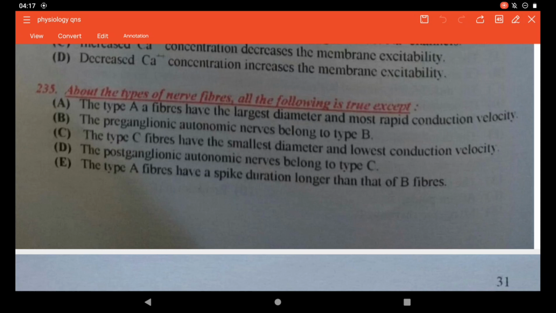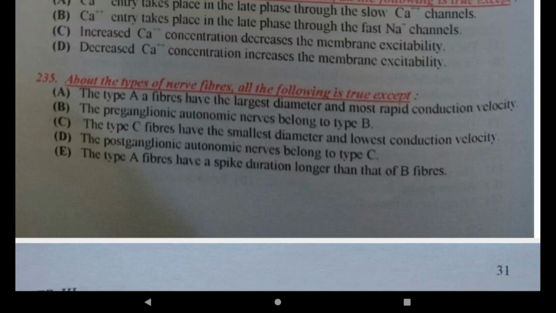Type A fibers have a larger diameter and more rapid conduction velocity than type B. That is correct. The larger the diameter, the faster the transmission of nerve impulses, because that provides a larger surface area for exchange of ions. The preganglionic autonomic nerves belong to type B. That is correct. Type C fibers have the smallest diameter and lowest conduction velocity. That is correct. The postganglionic autonomic nerves belong to type C. That is also correct. So the incorrect statement is E.